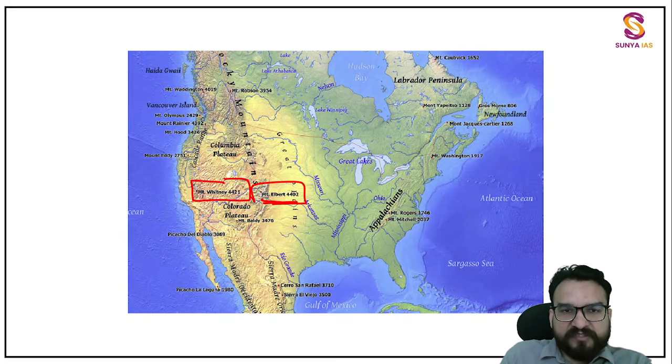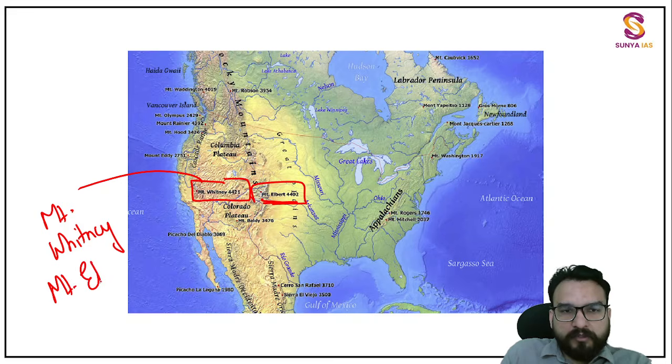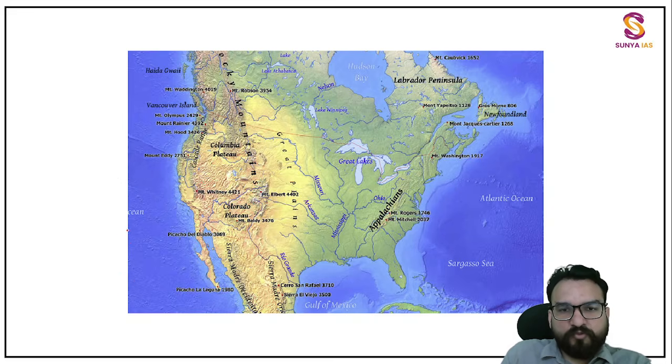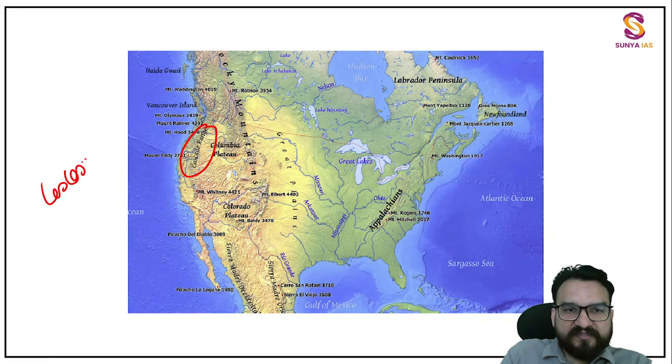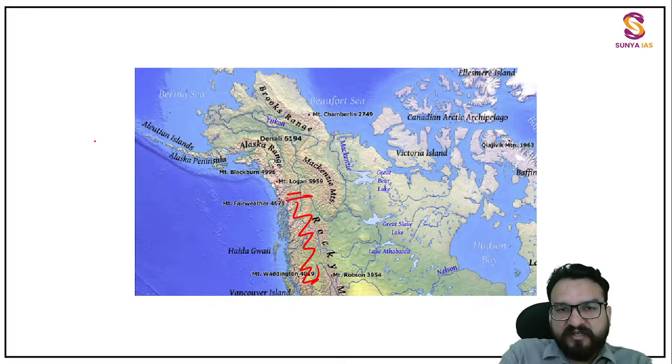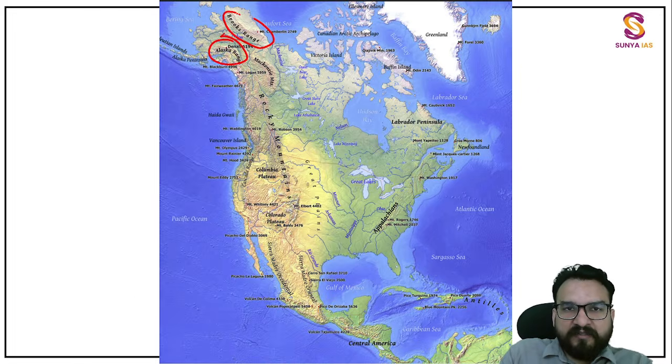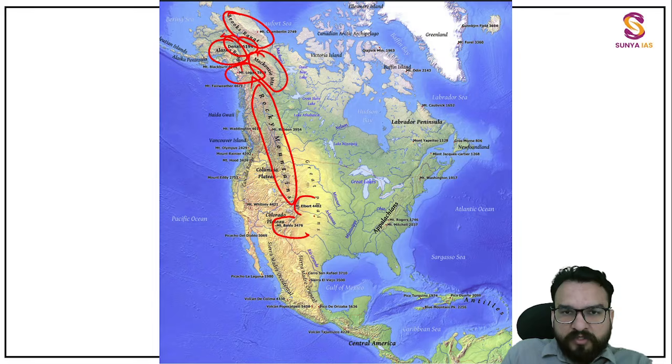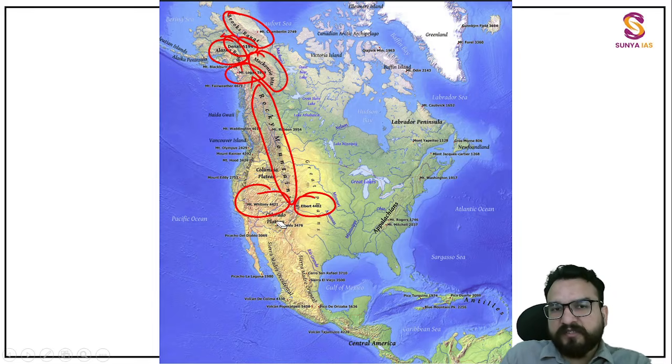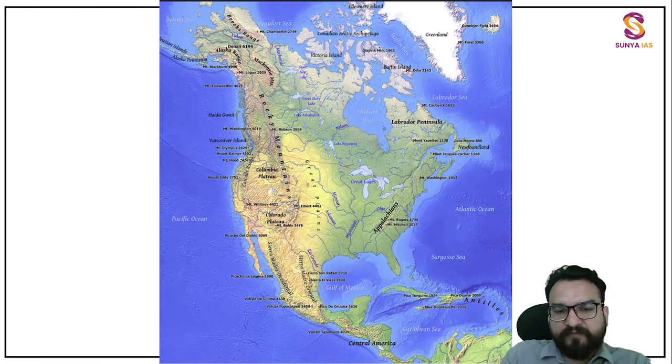And on the left you will be finding Mount Whitney and Mount Elbert. Two peaks I have told you: East Elbert, West Whitney. And over here, in these particular areas, California, Los Angeles, you will be finding the Cascade Range. So I hope the left portion is clear. Over here: Alaska, Brooks, Denali, Mackenzie, Logan, Rockies, Mount Elbert, Mount Whitney. Forget about other mountains, and Cascade over here. This is what you will be finding.